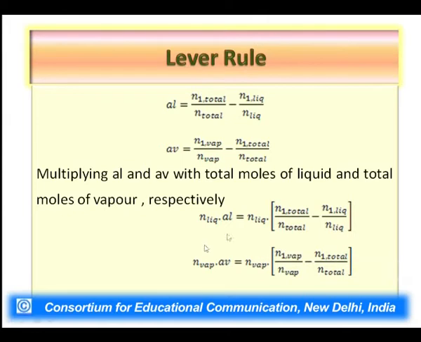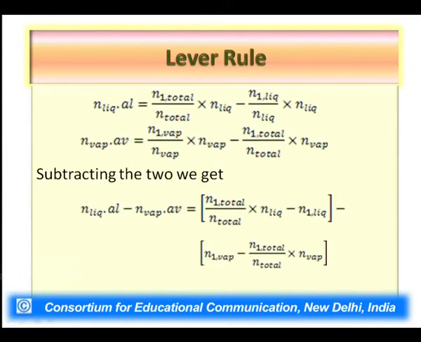Alright, so we are having N liquid into AL equal to N liquid into this bracket term, and N vapor into AV equal to N vapor into again this bracket term, where the only difference between these two bracket terms is that one has the difference of coordinates of point A and L, of line segment AL, and here in this vapor phase curve, this has the difference of coordinates of points A and V. So, we can take this, we can subtract the two.